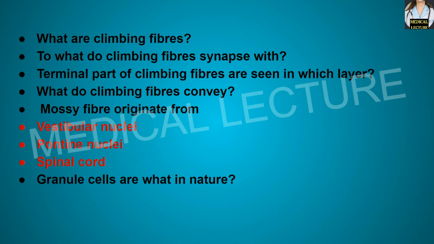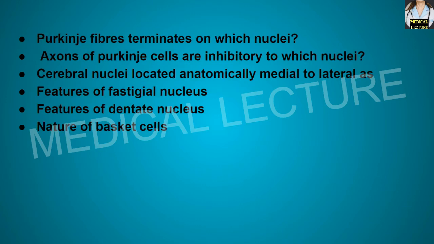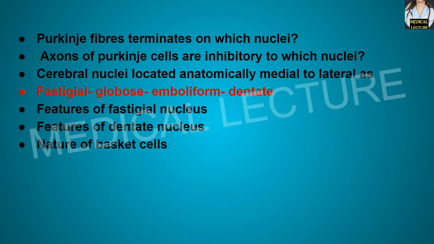Granule cells are what in nature? They are excitatory in nature. Purkinje fiber terminates on which nuclei? Cerebellar nuclei. Axons of Purkinje cells are inhibitory to which nuclei? Cerebellar nuclei. Cerebellar nuclei located anatomically from medial to lateral in what sequence? Fastigial, globose, emboliform and dentate. So these are the cerebellar nuclei located anatomically from medial to lateral: fastigial, globose, emboliform and the dentate.